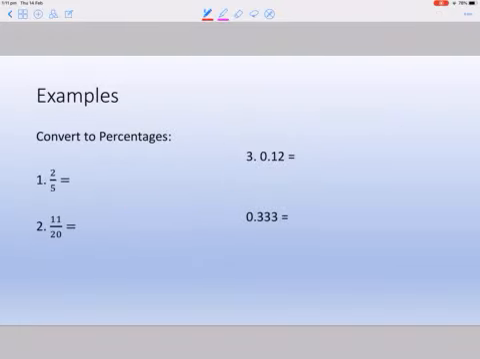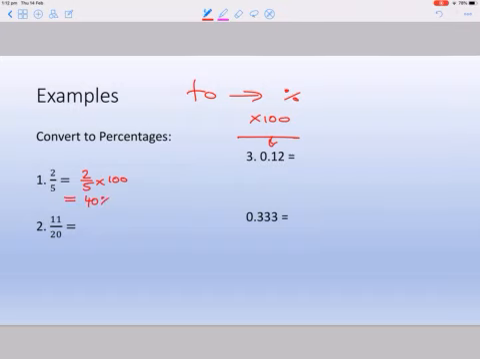Okay, so what I want to do is convert a fraction to a percentage, and over here we're going to look at decimals to percentages, okay? Now when we're going to a percentage, if we're going from a fraction or a decimal, we simply just multiply by 100. So that's all we're going to do. I'm going to write 2 over 5 times 100, and if I put that in my calculator, I get 40%, okay? Because we're going to percentages.